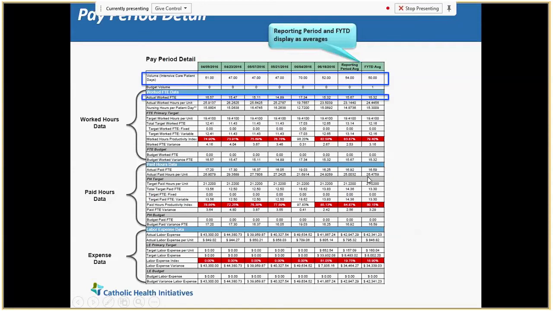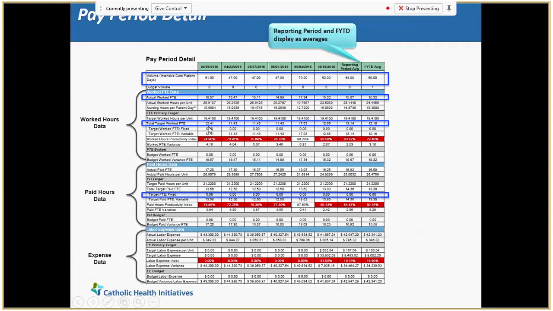Then you get into kind of the typical stuff you're used to: actual worked hours, target worked hours. Now this example shows actual worked FTEs. This will actually say hours on your reports. If you do like to look at things in terms of FTEs, the other pay period report, the department drill down report, will show that actual worked FTEs and target worked FTEs. This one will show hours.